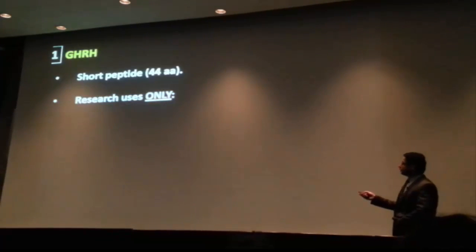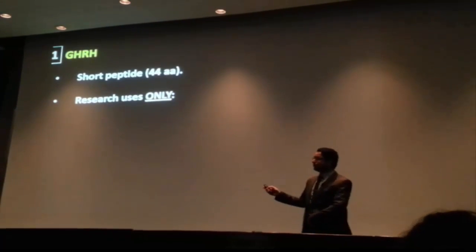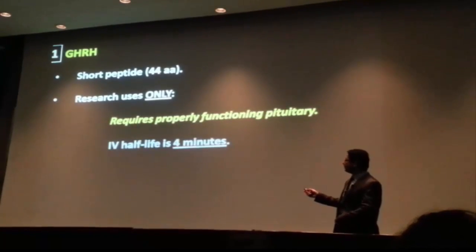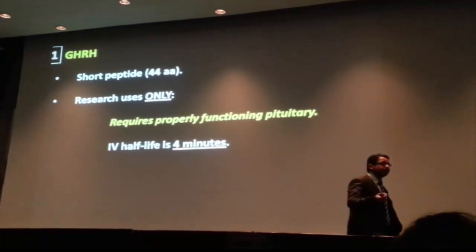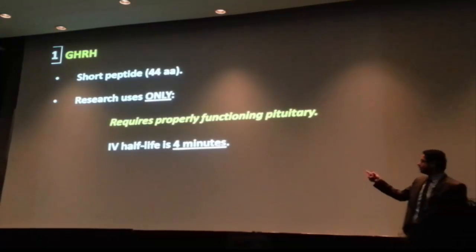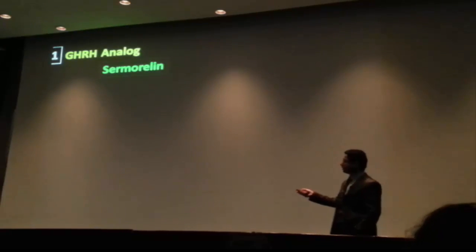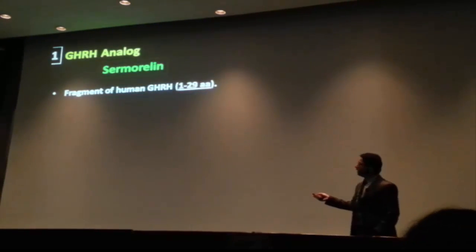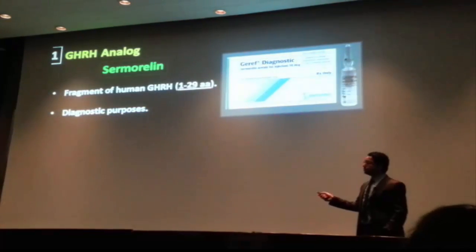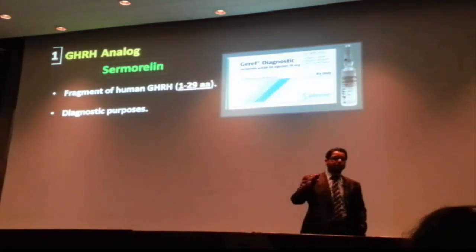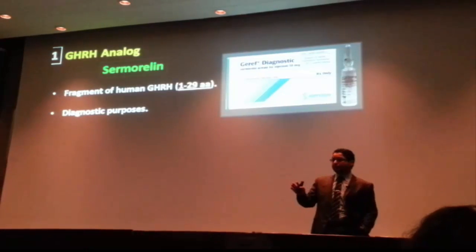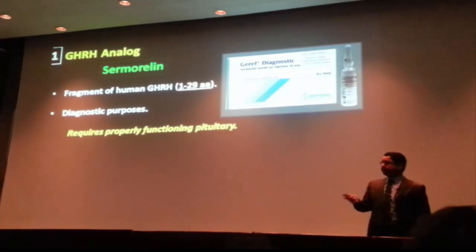Now, the problem is that it's a short peptide. It's used for research only, and that's because it has a very short half-life. Even when you give it IV, it's hydrolyzed within a few minutes. Okay? In such cases, we also produce analogs. And this is the first one and the most commonly used one, which is called sermorelin. It's a fragment of that hormone, and it's used in about 90% of cases for diagnostic purposes only. Again, as your colleague explained.